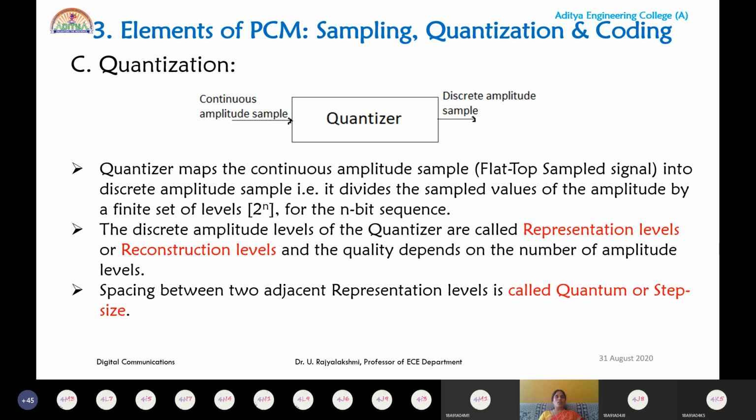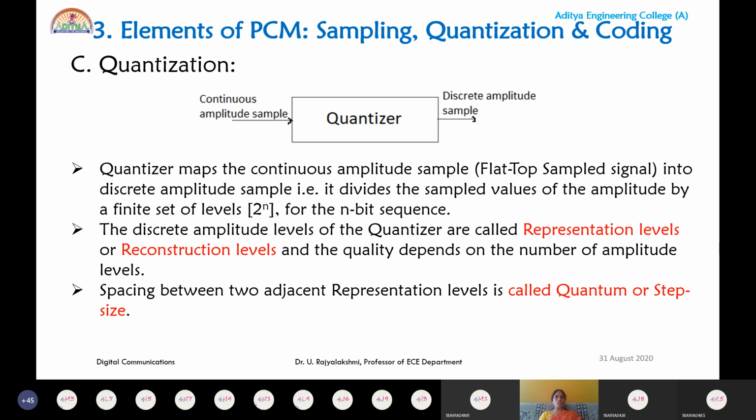Now you are dividing the amplitude into certain levels. What is the spacing between them? For example, if it is a 3-bit sequence, the quantizer will divide into 2 cube, meaning 8 levels. Between each pair of adjacent representation levels, we have some spacing. That spacing is generally called the quantum or step size.